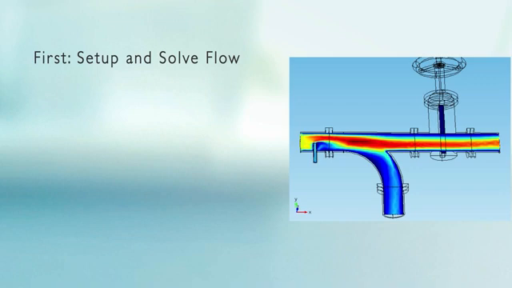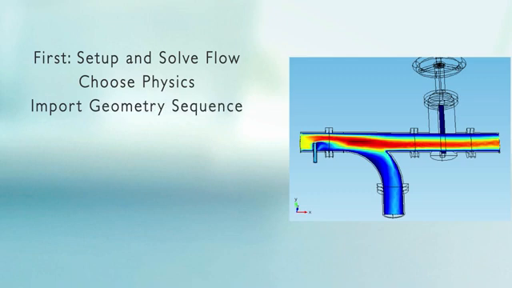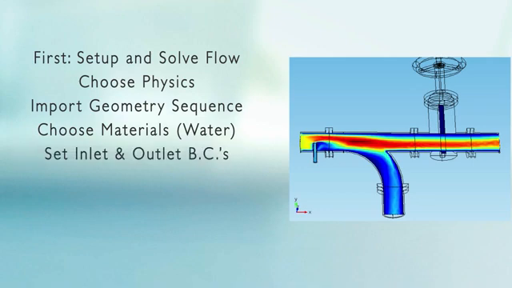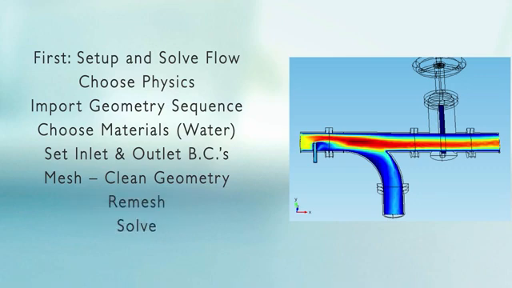So the procedure is going to be choose a physics, in this case Navier-Stokes. We'll import the geometry sequence. We'll choose materials, in this case water. We'll set the inlet and outlet boundary conditions, mesh it. We're going to run into a little interesting problem with the mesh. We'll clean that up, we'll remesh it, and then solve it.